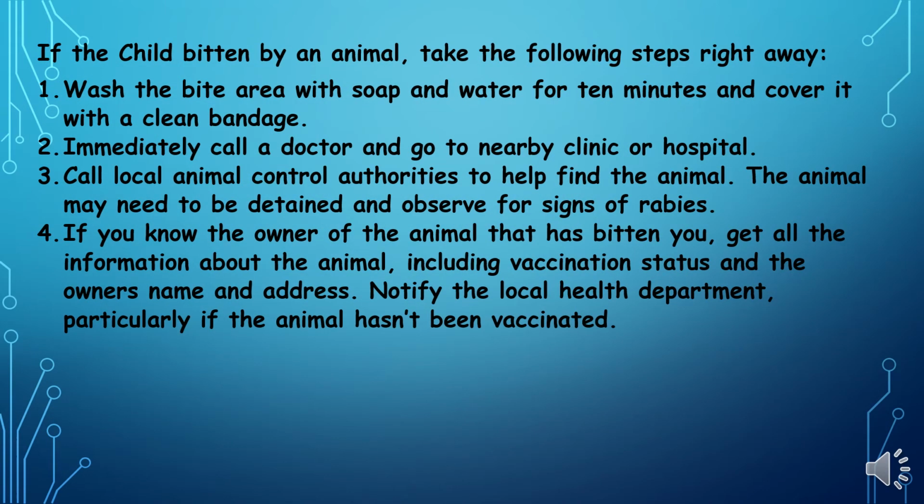If a child is bitten by an animal, take the following steps right away. Number one, wash the bite area with soap and water for 10 minutes and cover it with a clean bandage. Number two, immediately call a doctor and go to a nearby clinic or hospital. Number three, call local animal control authorities to help find the animal. The animal may need to be detained and observed for signs of rabies.